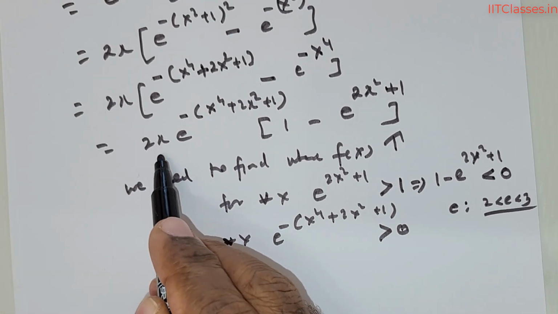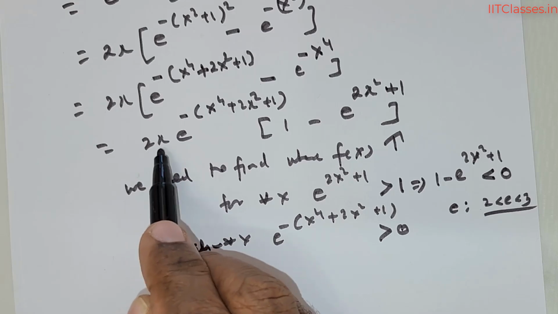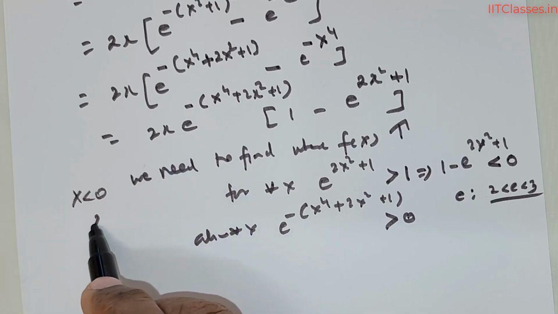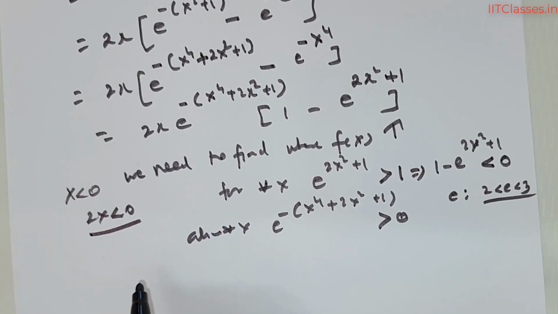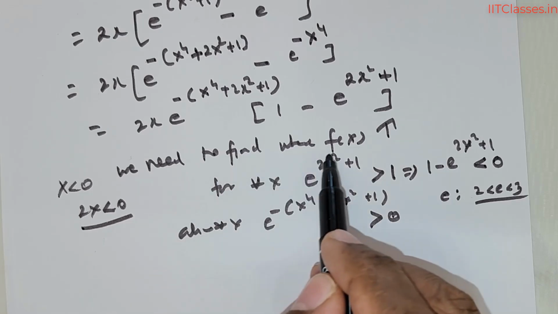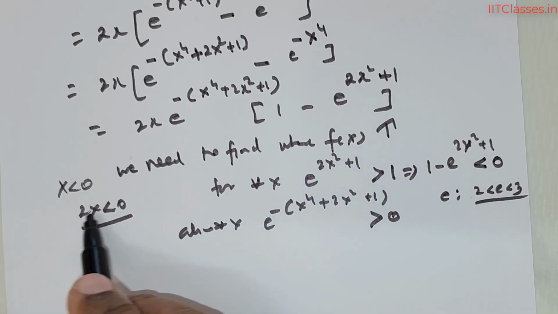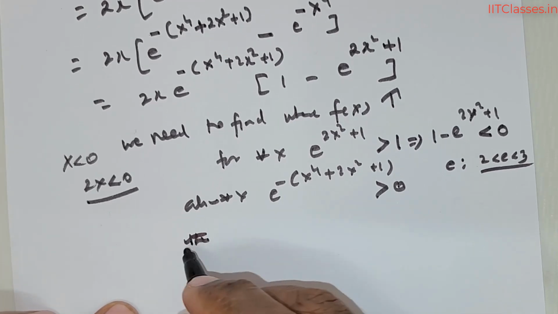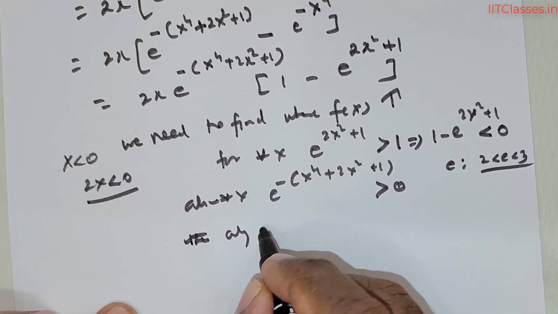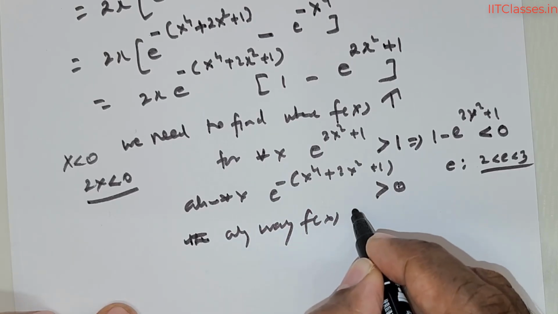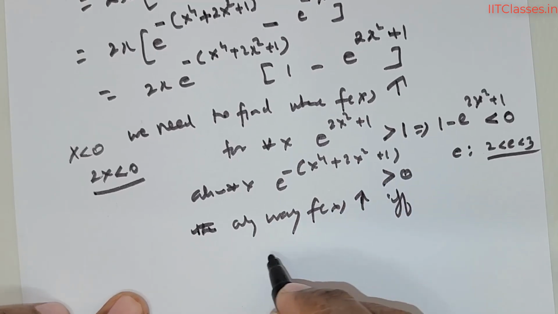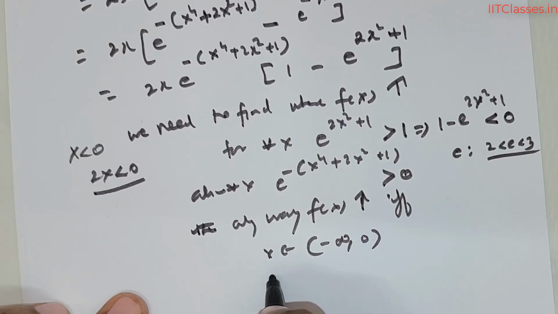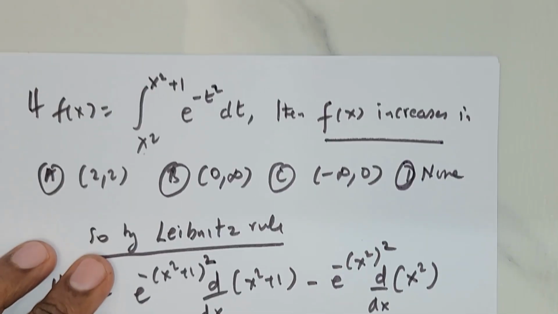So apparently this will have an issue because for x less than 0, 2x is always going to be less than 0. But our requirement is that f of x should be increasing. So let me state that the only way f of x can be increasing is if and only if x is an element of negative infinity to 0. So the right choice would be C.